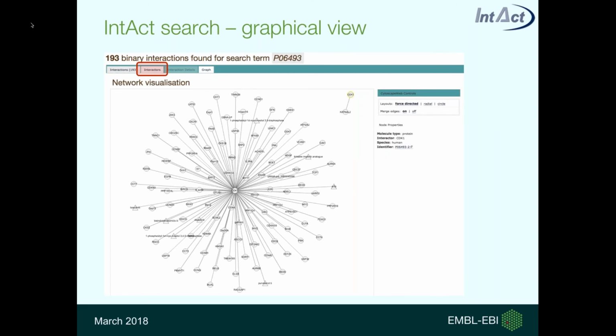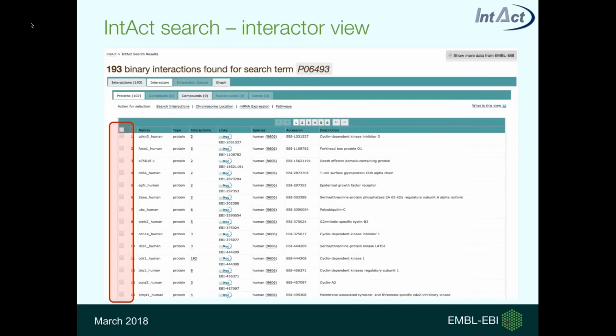Okay, if you want to know more about these interactors, you can go to the Interactors tab. You can click through the details. So again, you can toggle through all the different types of proteins, 107 different protein interactors, and you can go straight to the UniProt details for these UniProt entries.